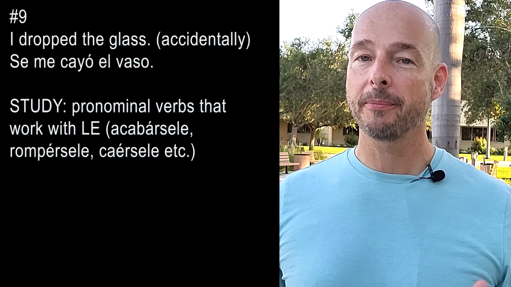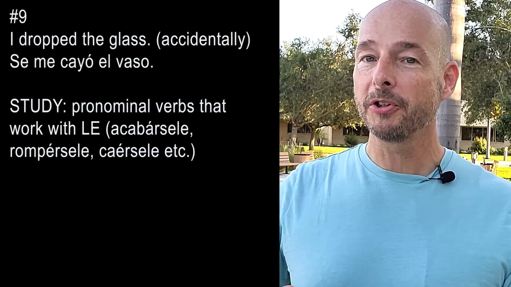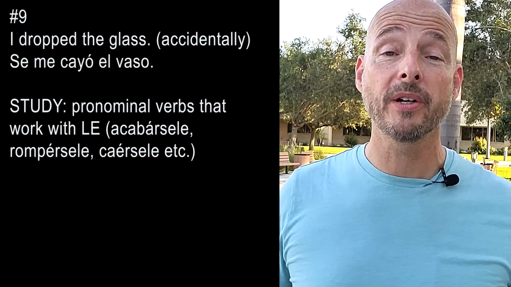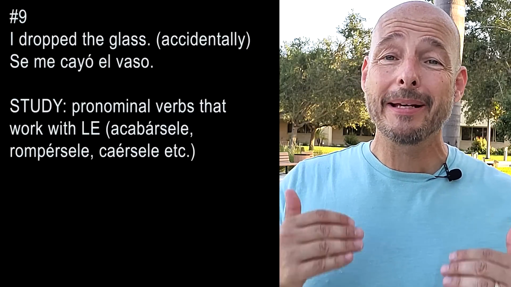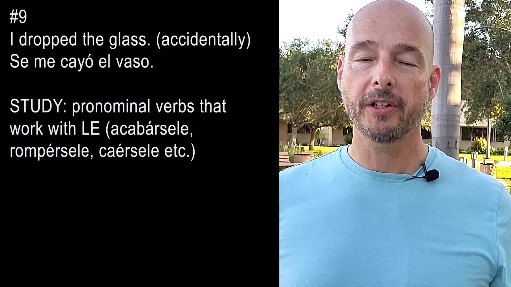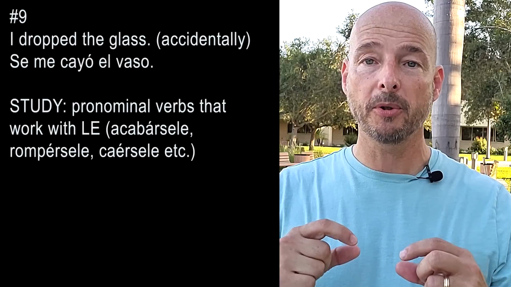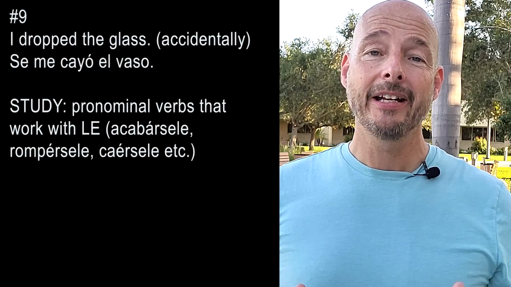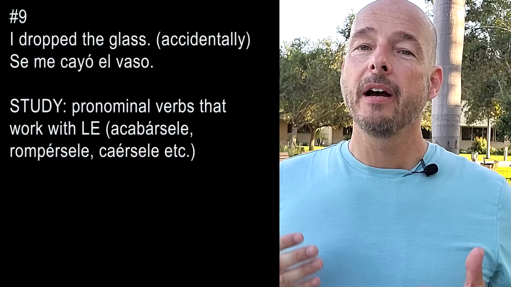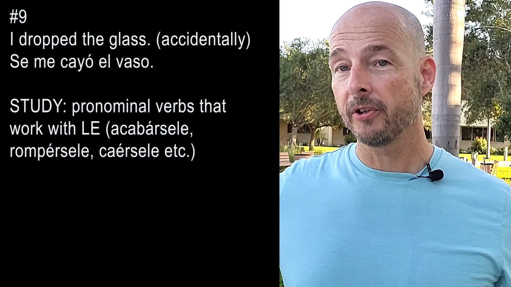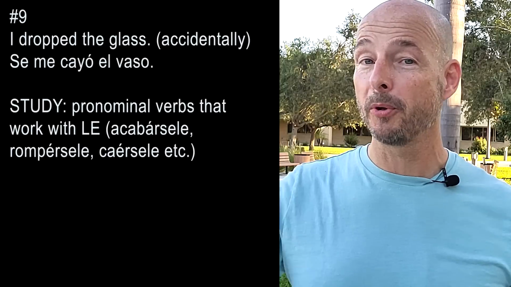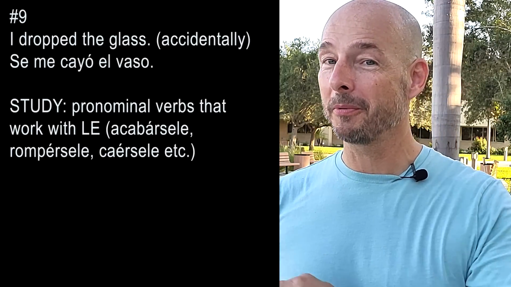Number 9, I dropped the glass accidentally. I wasn't looking for you to translate the accidentally part. I was just going to give you some guidance on how to translate this one. And you should have come up with se me cayó el vaso. Se me cayó el vaso. If you had trouble with this particular construction, what you should be looking up is pronominal verbs that work with le. Now, pronominal verbs are verbs that in the infinitive you could stick se on. Some people just call them all reflexive verbs, but they're not all reflexive verbs. The way it works is that all reflexive verbs are pronominal verbs, but not all pronominal verbs are reflexive verbs.